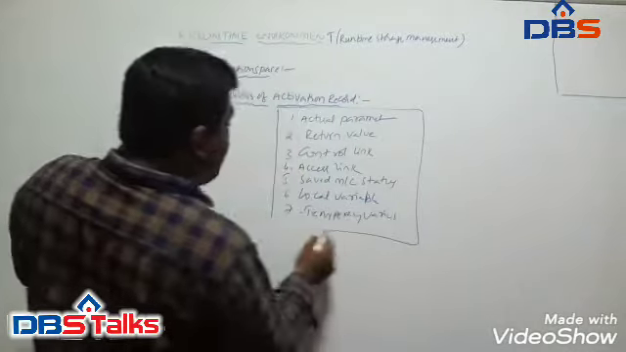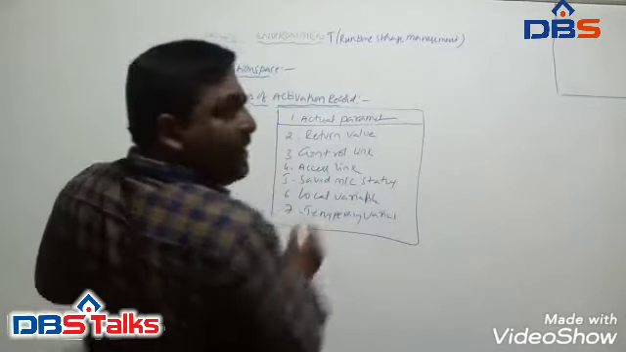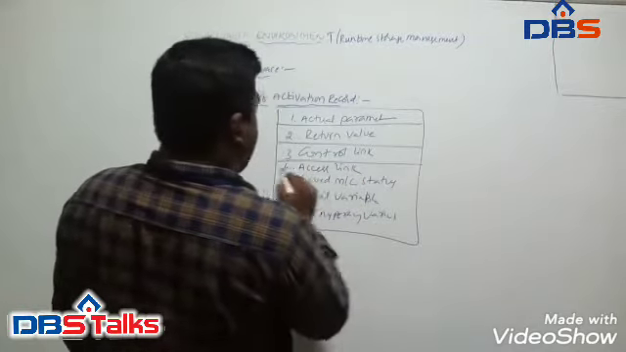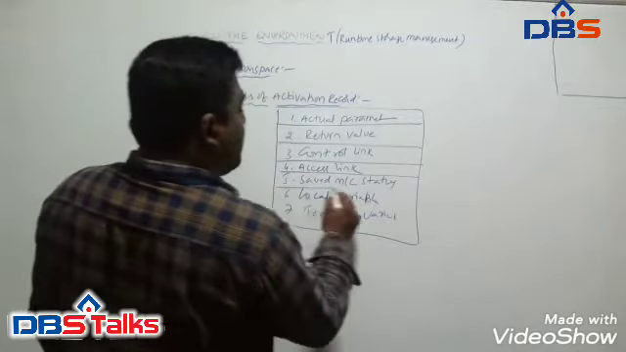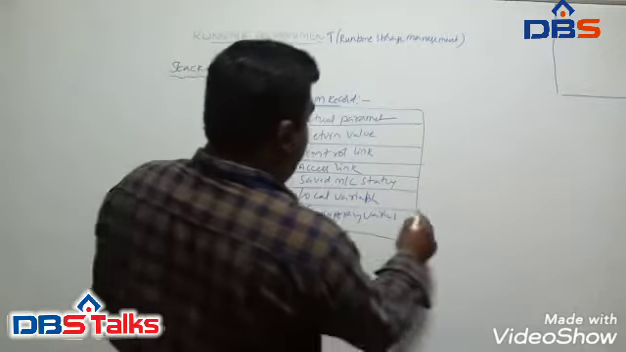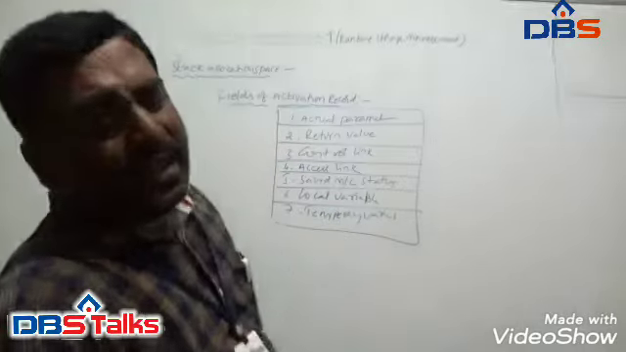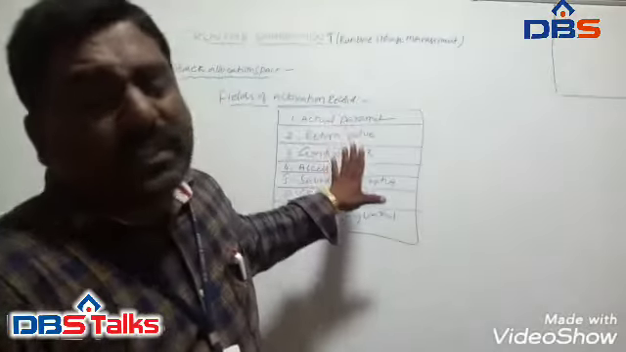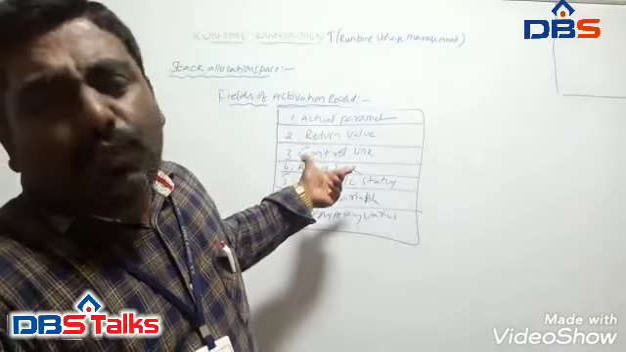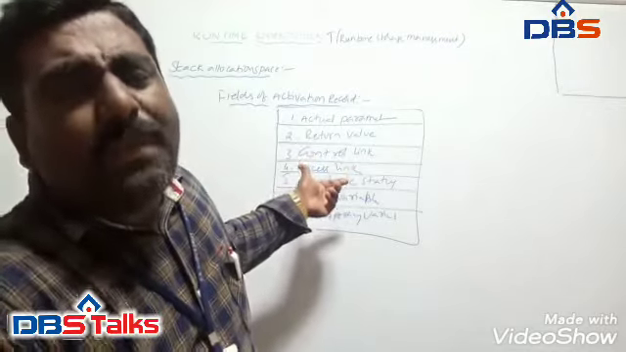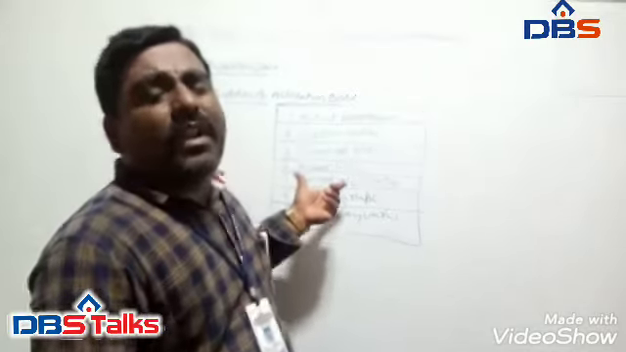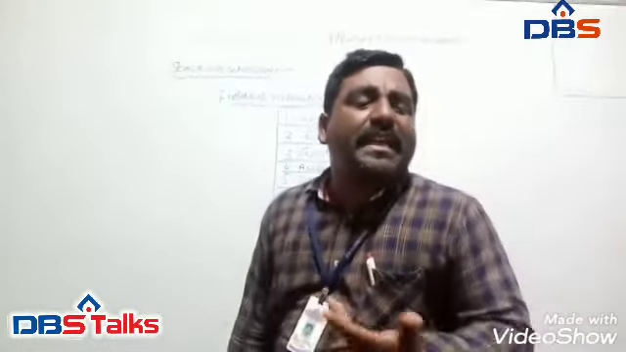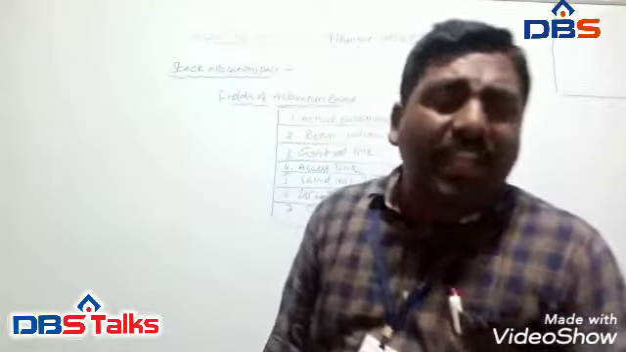First one is actual parameters, second one is return value, next one is control link, next one is access link, next one is saved machine status, next one is local variable, and finally temporary variable. So these are all the various activation record fields. What is meant by actual parameters? Actual parameters are nothing but the parameters which are declared inside the calling function.